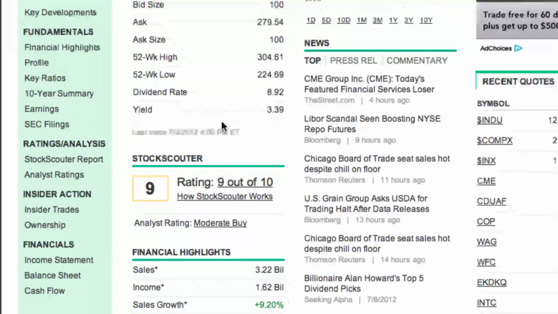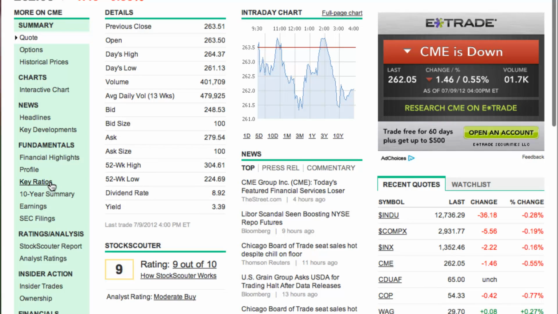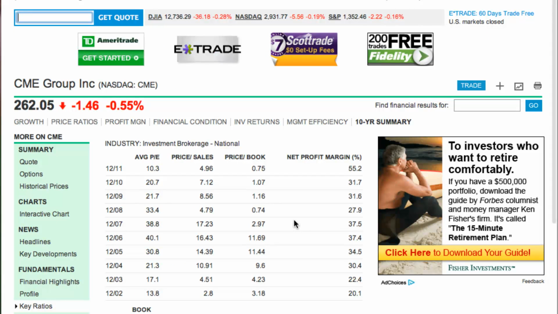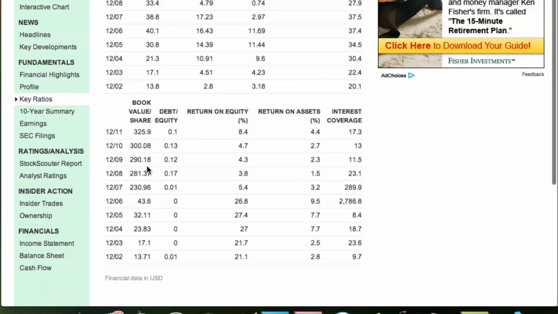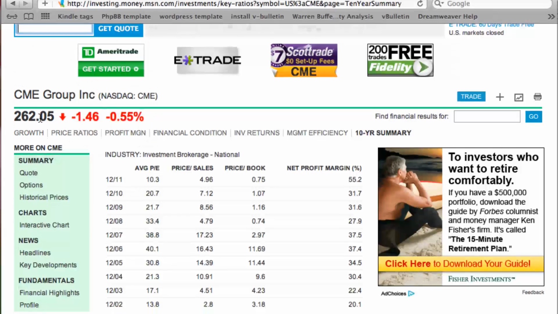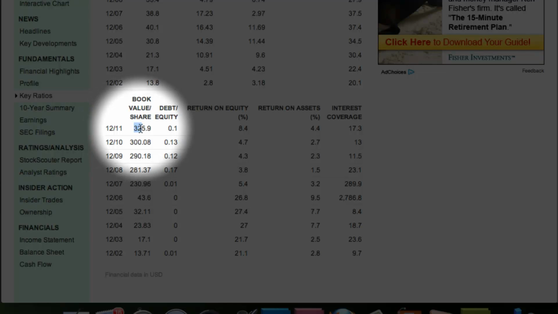So let's go ahead and look at how this company has grown its book value through the last 10 years, because we know that's extremely important to see the trend. So we're going to go to Key Ratios, 10-year summary. And as we come down and look at the book value, we can see that 10 years ago, the book value was $13, $17, $23, $32, and it goes clear up to $325.09, which is an enormous book value. And when we look at the trading price of $262, that's significantly lower than that book value.